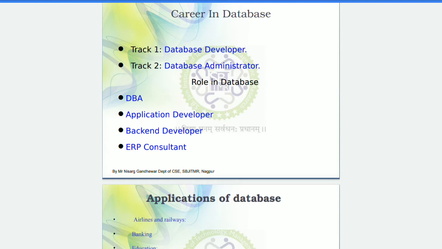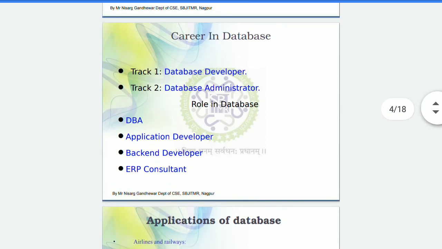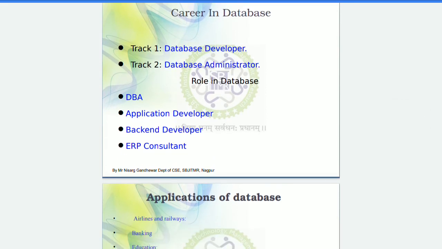The second one is the database administrator. You might have heard about the DBA. The DBA is a person who is responsible for maintaining a database. Maybe you have heard about the network administrator. What is the role of a network administrator? A network administrator is a person who is responsible for maintaining the network of any organization.